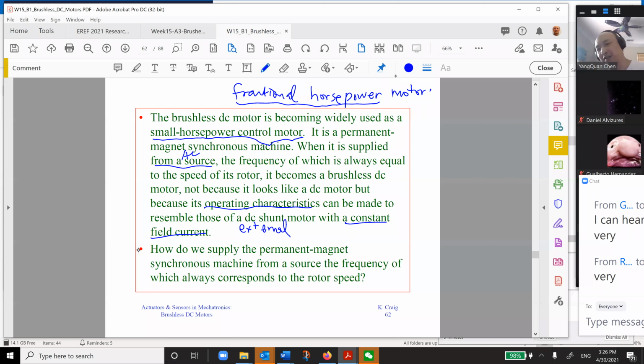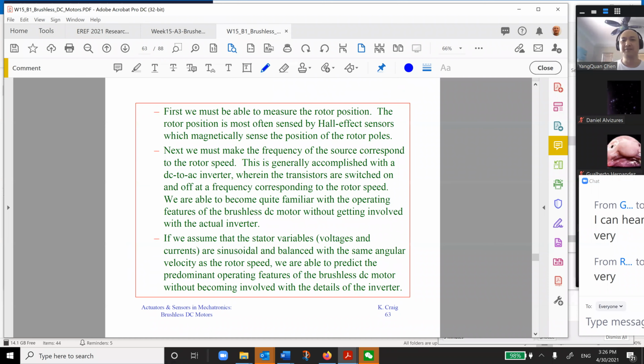Okay, so here's the hard part. When I was a student, this was not matured yet, so it was considered a very high-tech research question. How do we supply the permanent magnet synchronous machine from a source frequency which always corresponds to the rotor speed? How do we do that? Okay, so you need to synchronize that.